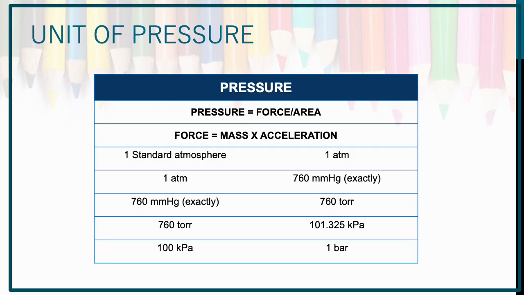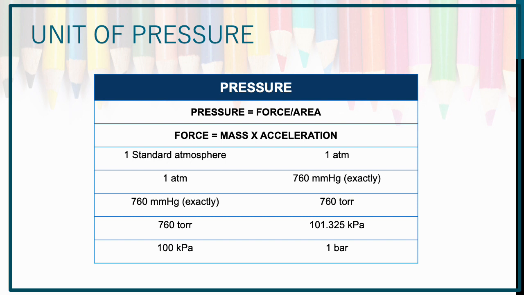So, this is the unit of pressure of gases. Okay, so for pressure, the formula for pressure is equal to force divided by area. You learned this one in physics. So this is the formula of pressure. And then, we know that force means mass multiplied by acceleration. And then the units for pressure, you can use atmosphere, atm, millimeter mercury, mmHg, torr, kilopascal or bar.